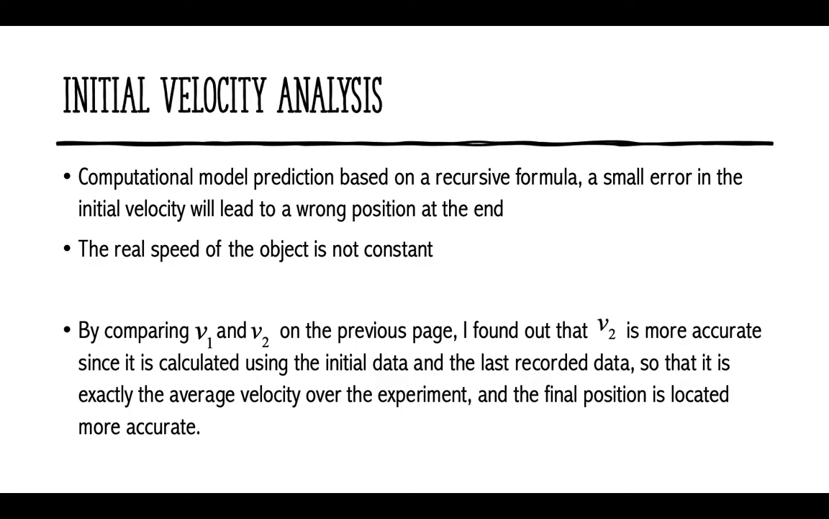The computational model prediction is based on a recursive formula. So, a small error in the initial velocity will lead to a wrong position at the end. To evaluate the initial velocity with high accuracy is not easy, because the real speed of the object is not constant. By comparing v1 and v2 on the previous page, I found that v2 is more accurate since it is calculated using the initial data and the last recorded data, so that it is exactly the average velocity over the experiment, and the final position is located more accurately.